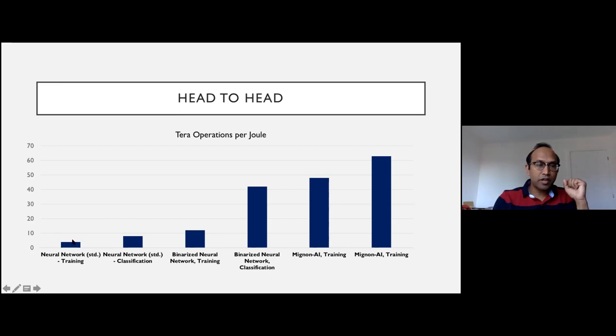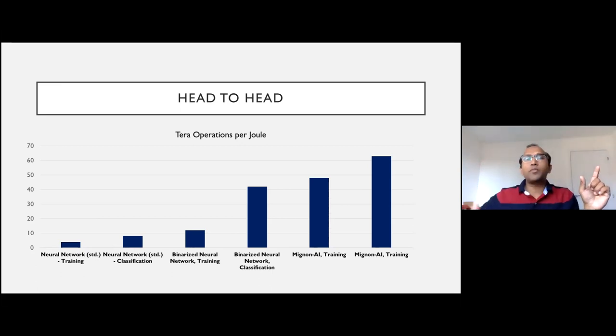This is the standard neural network when you do the training. Again, this is the standard neural network when you do the classification. Remember, training and classification are different things. In training, you go through all the possibilities of weight updates, all the possibilities of different hyperparameters that you have. But in classification, you have already learned your weights. You have already got your hyperparameters. Everything is settled. All you do is you take the input, you multiply and add, and you get the output. Okay. So the energy efficiency is the lowest for the standard neural network in terms of training, slightly better in terms of the classification because it is not as arithmetically intensive.